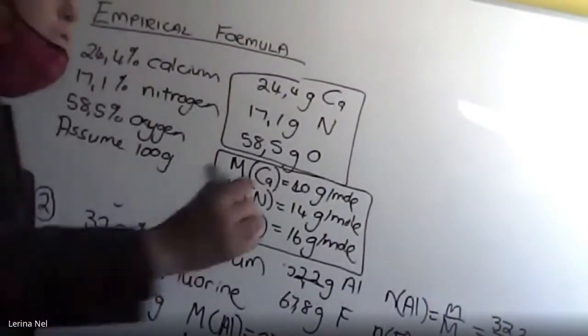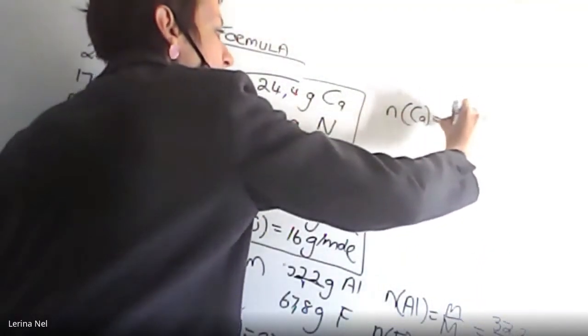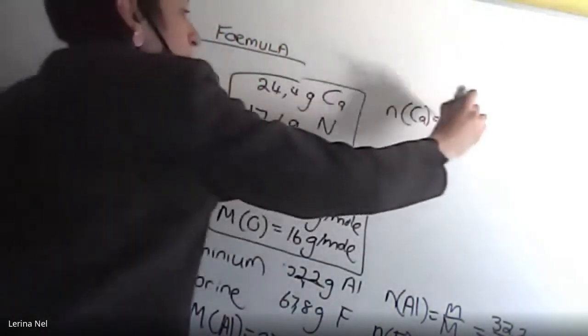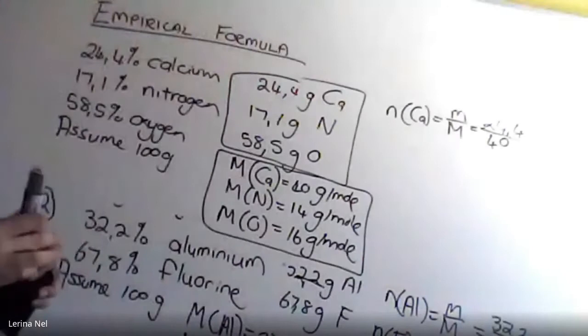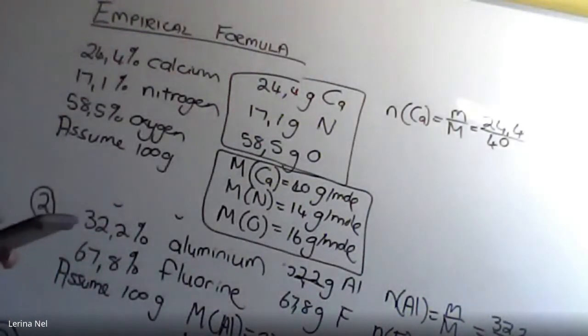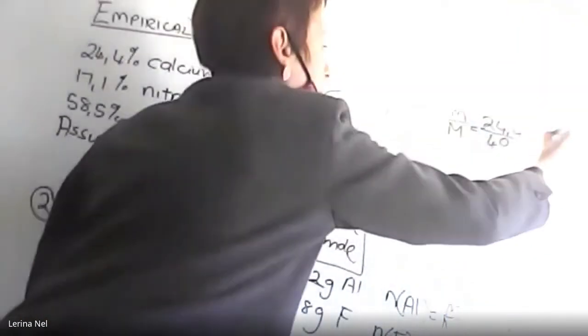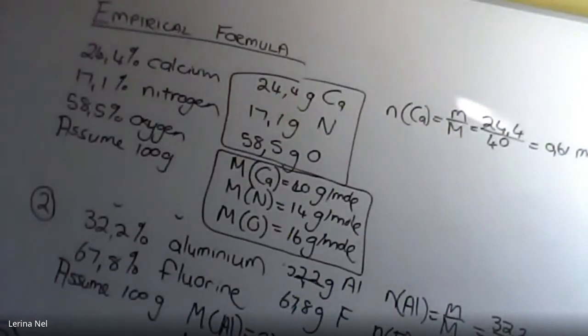Okay, so the first one, number of moles of calcium is going to be equal to the mass of calcium divided by the molar mass of calcium. The mass of calcium, 24.4 grams, the molar mass, 40. Let's calculate it. 24.4 divided by 40 gives you 0.61 moles of calcium. Once again, the detail here: when you have the answer of 0.61, you feel so happy, but then we don't know what it is. Moles of calcium, you need to add that as well.